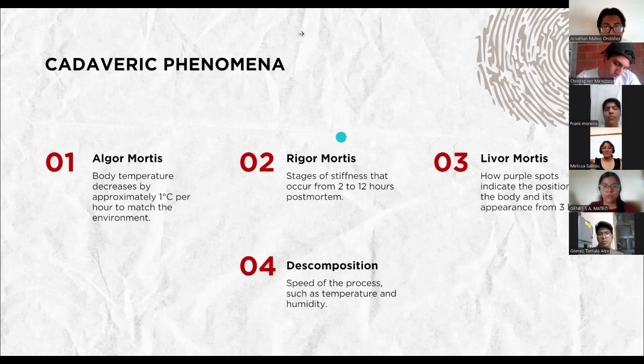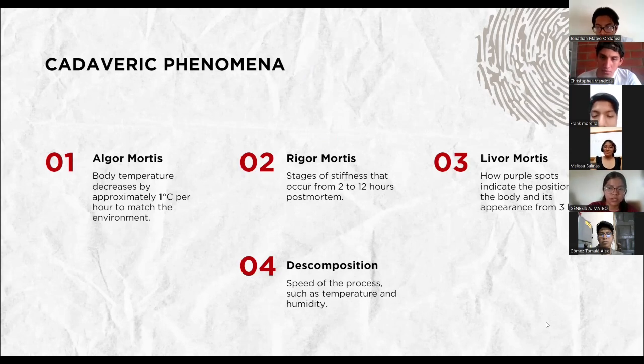Okay, number 3. Okay, livor mortis, purple spots indicate the position of the body and appear from 3 hours. Okay, in livor mortis, blood clots in the lower part of the body and starts 20 to 30 minutes after death, but it's not visible until 2 hours.